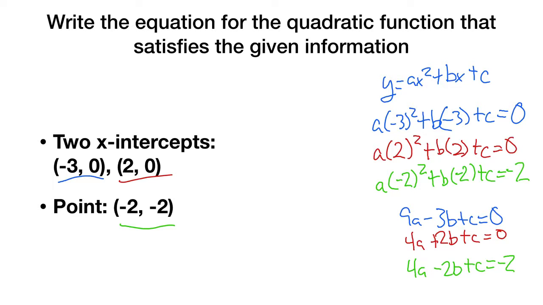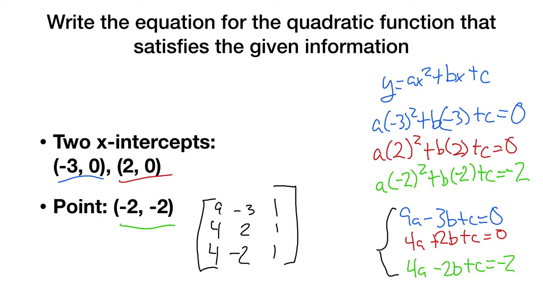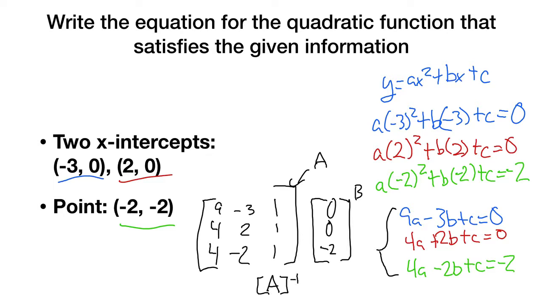So once we know those, what we have here is a system of 3 equations. I just plug those into my calculator using matrices: 9, negative 3, 1, 4, 2, 1, 4, negative 2, 1. And I would have that be my A. And then I'd do another one with my answers: 0, 0, negative 2. That's my B. Then I just do A inverse, B.